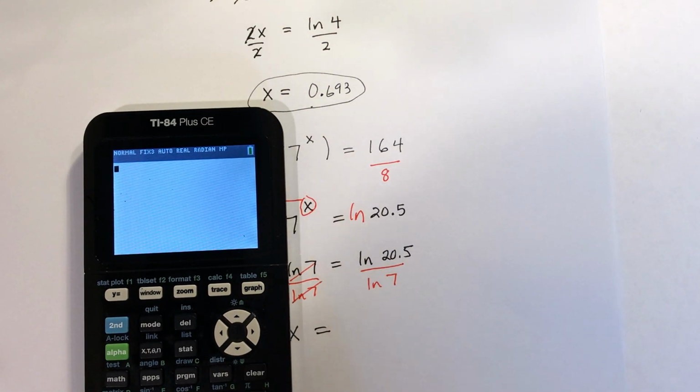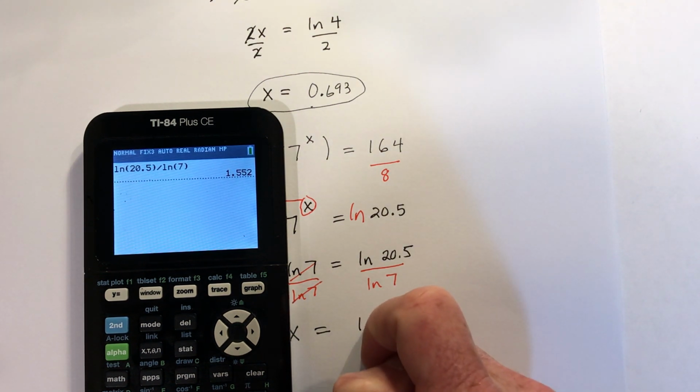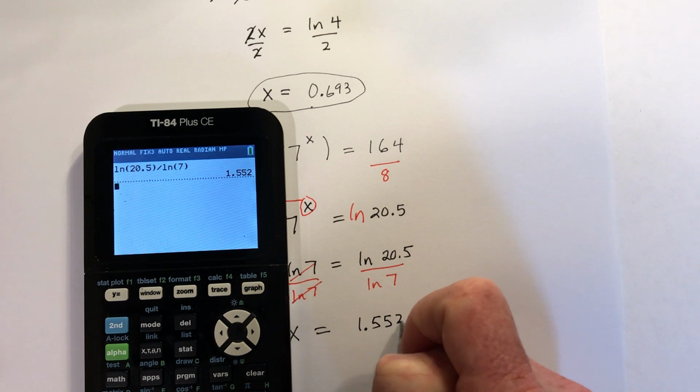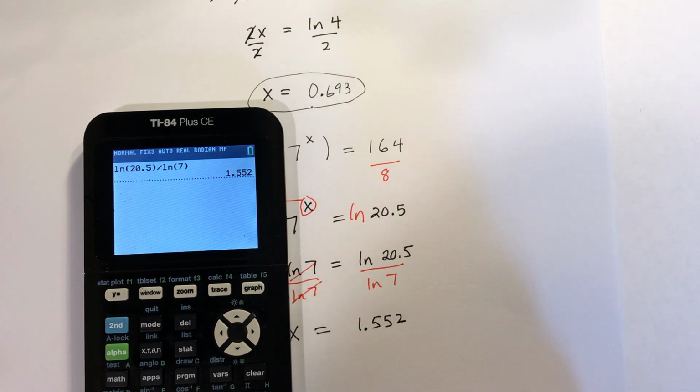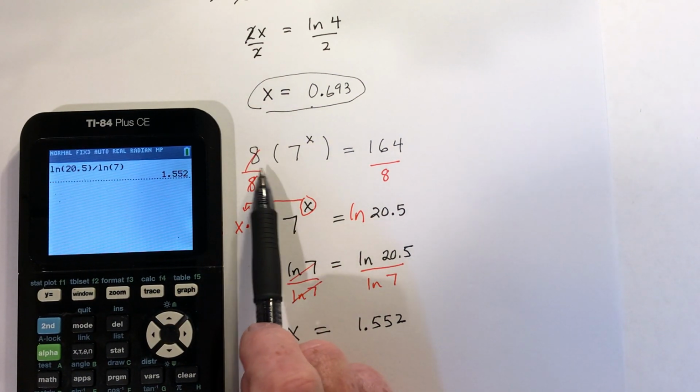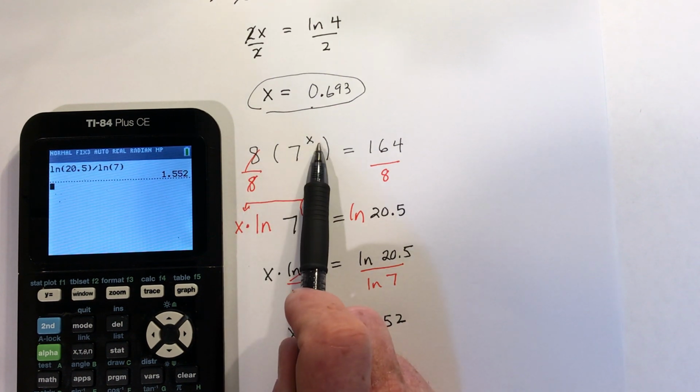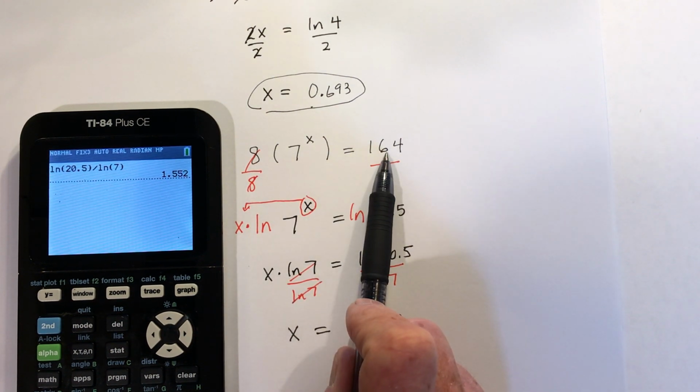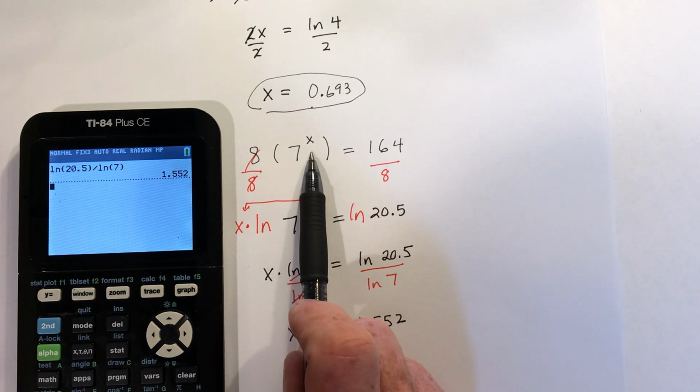So how much is the natural log of 20.5, and then that should be in parentheses, divided by the natural log of 7, that should be in parentheses, and it's 1.552. Now with everything else, I've been so sure of my answer, I have not checked it, but I'm now going to check this answer. So if you go back to the original problem with the 8 and the 7 raised to the x equals 164, I'm going to tell the calculator, check and make sure that this answer works.